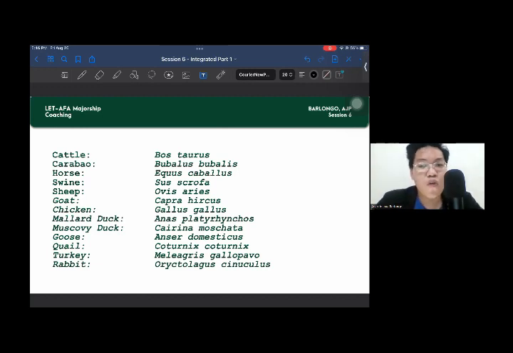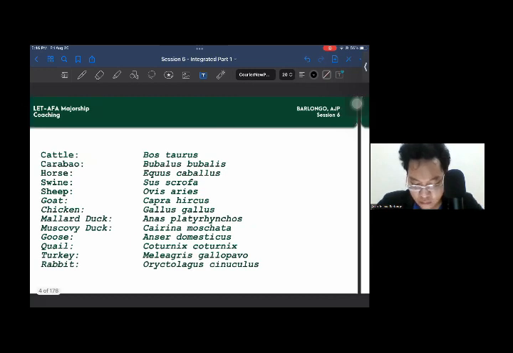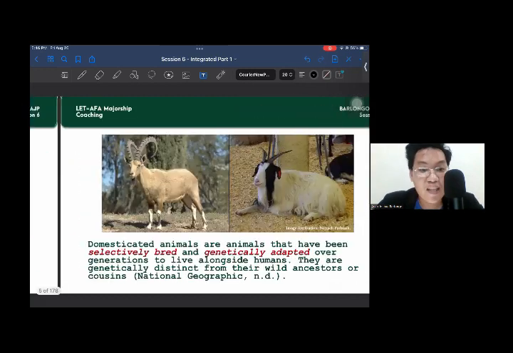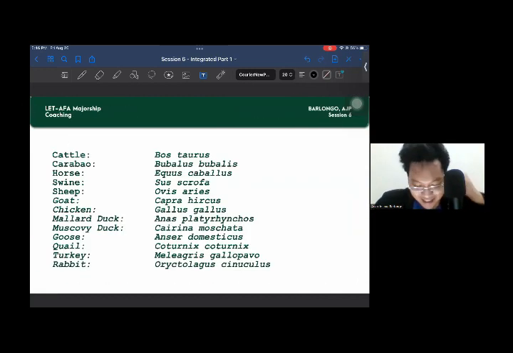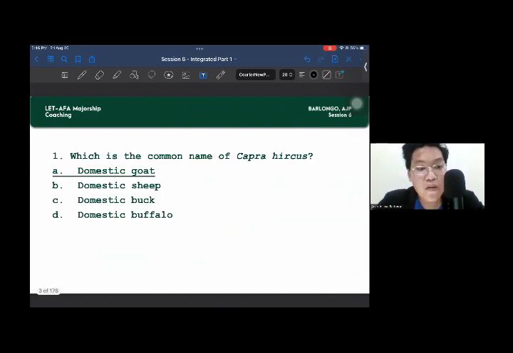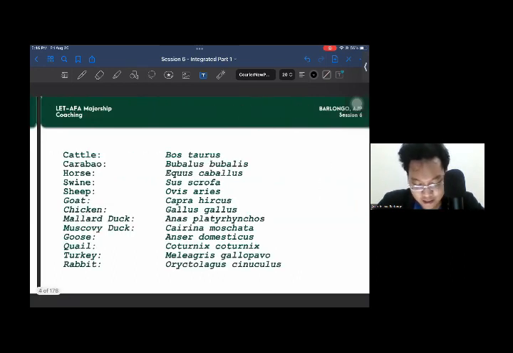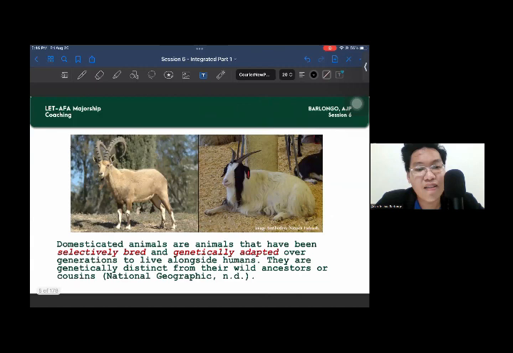Okay, so let's move on to the second item. Ito pala. I have ito. Kasi 'di ba, if you will notice, we have here the term domestic. So what do we mean by domestic? Yeah. So let's discuss a little bit.